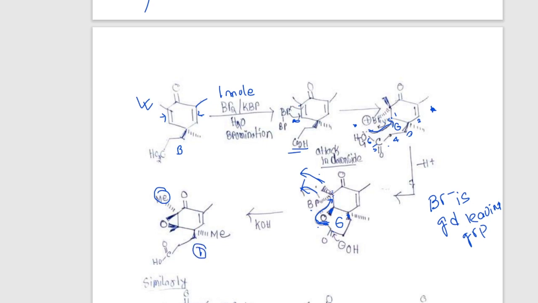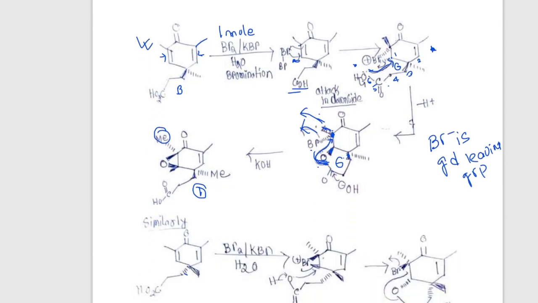Okay, this is attack from the upside because the six-member ring is on the upside only, so the attack will happen from the upside on this carbon. And when the attack happens, bromine will leave, and because of the attack from the upside, obviously this methyl group will go to the downside, and this epoxide forms on the upside. Okay, this is the first product.